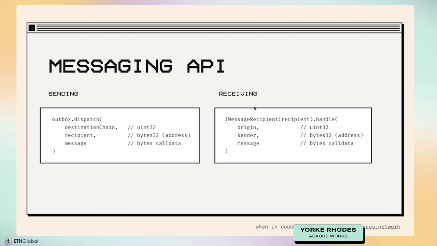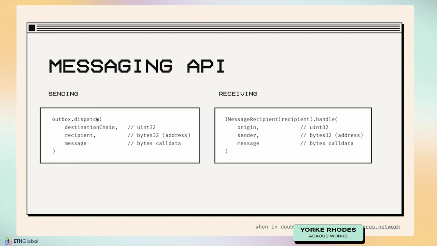It's an application specific implementation detail. And then conversely, to receive mail, what you have to do as a smart contract developer is implement this iMessage recipient interface. You specifically have to implement this handle function, which takes in the origin blockchain that the mail was sent from, so where was the outbox contract that this mail was dispatched by? The sender address, so which contract called the outbox dispatch on the origin chain? And then again, the arbitrary message content that you can use to influence control flow in your application. So this is the minimal API that we expose today.